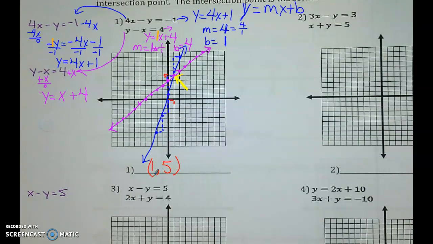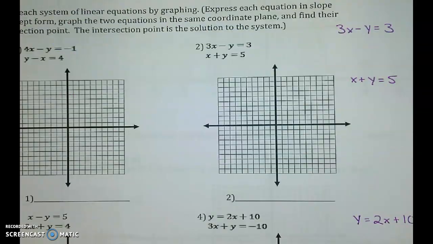So that is our first system of equations. That is the answer. Remember that the first part of the point is always x, and the second is always y. I'm going to pause just for a second, and then we'll move over to number 2.